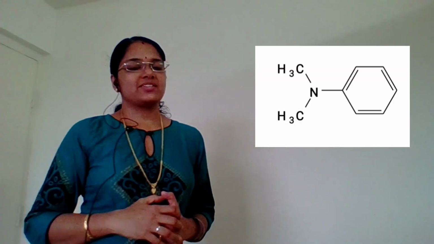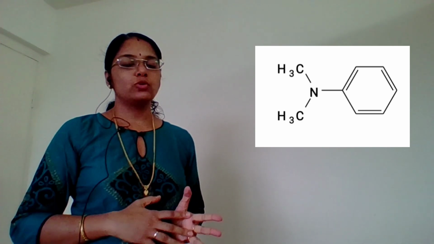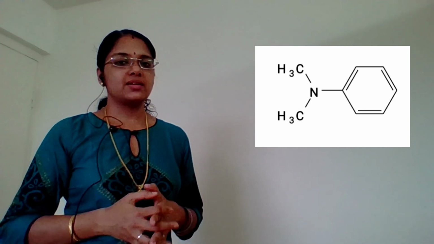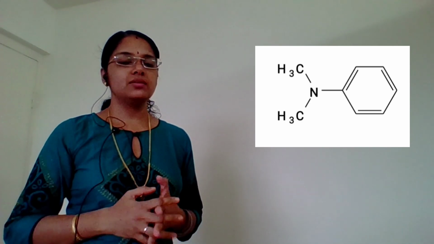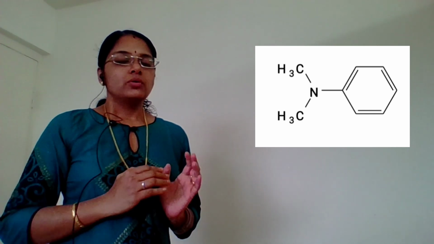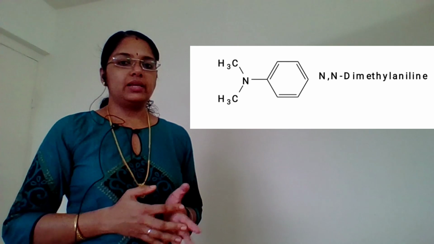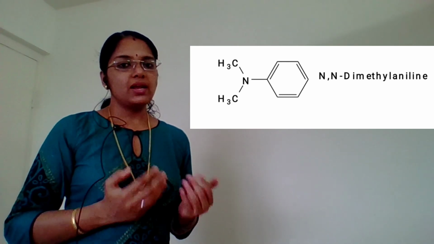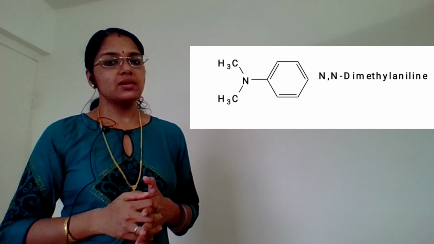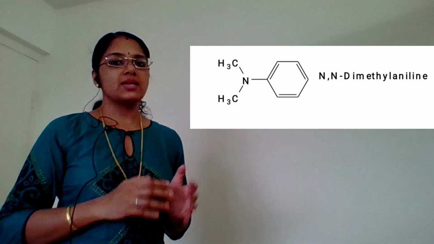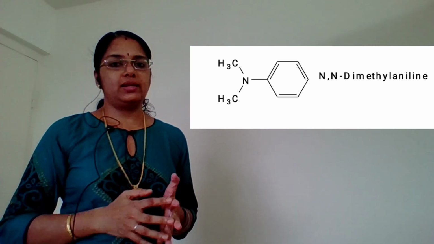Coming to the next structure, two methyl groups are attached to the nitrogen and the other side is a phenyl group, or a benzene ring. So we can name it as N,N-dimethyl aniline, because phenylamine is commonly named aniline. So we name it N,N-dimethyl aniline.